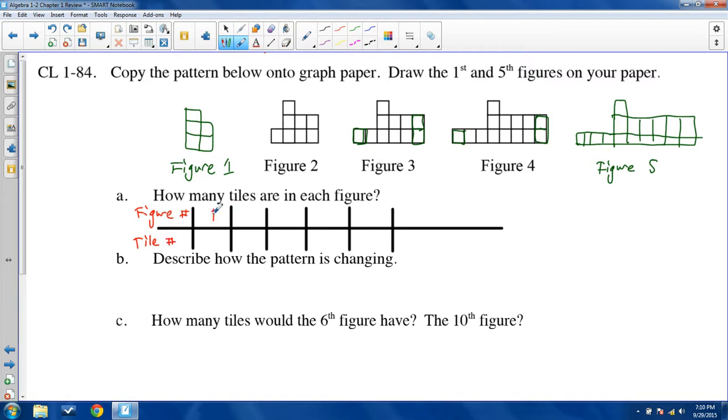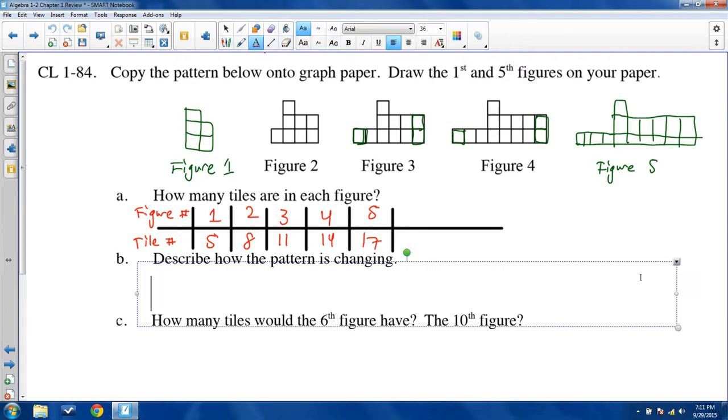So figure 1 has 5 tiles. Figure 2 has 8 tiles. Figure 3 has 11 tiles. And you can probably start to see a pattern. You probably recognized it early on. We're adding 3 each time. Figure 4 has 14 tiles. Figure 5 has 17 tiles. And this will probably keep going. Describe how the pattern is changing.